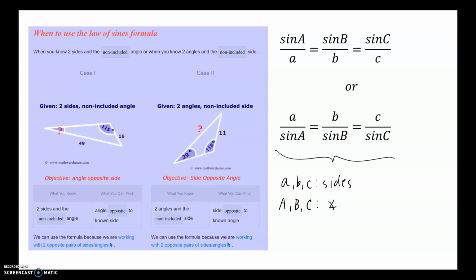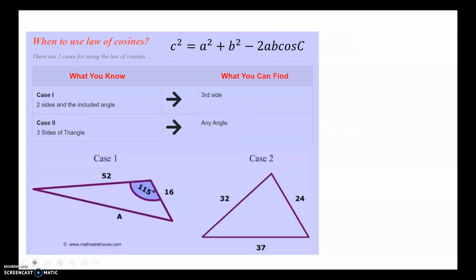When do you use law of sines? There's 2 cases when you do it. I included the pictures, okay? Likewise, for law of cosines, there's 2 cases when you would use it and what you're to look for. Now, don't get caught up in the A, B, and C. All that those things represent are angles and their corresponding sides.